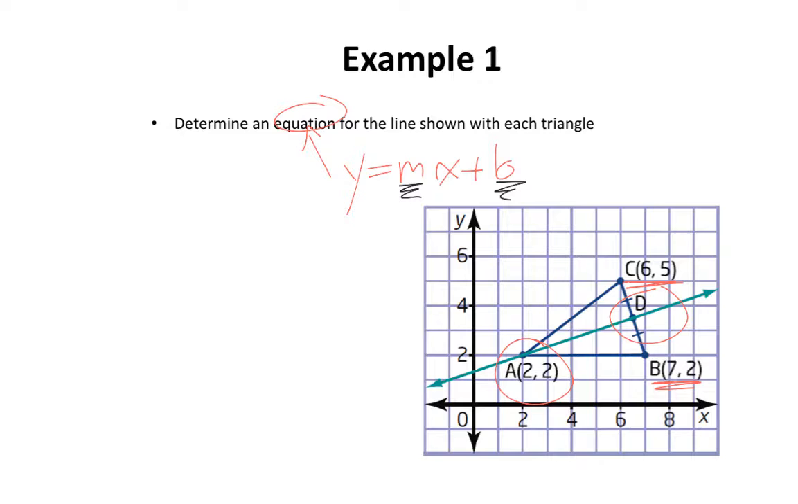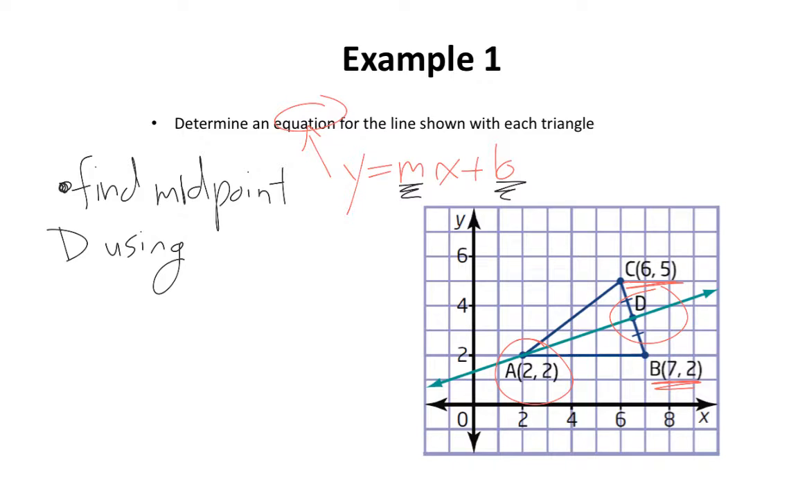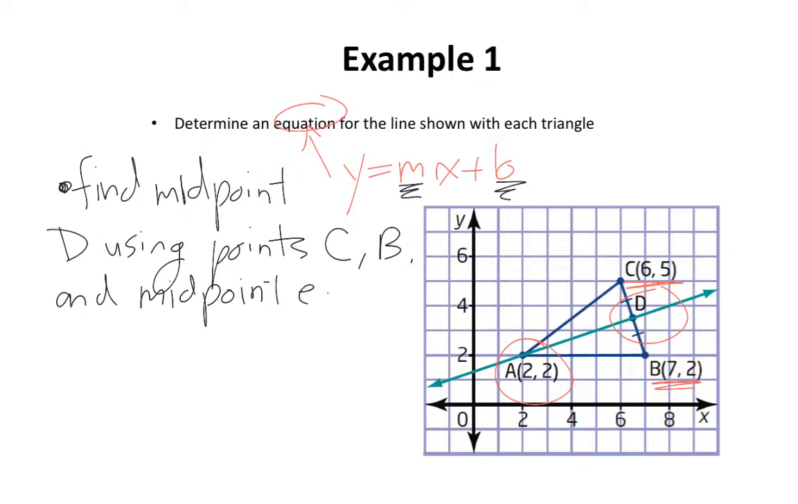I'm going to write the general strategy for these questions. So the very first step is to find the midpoint D using points C, B, and the midpoint equation. I'm just going to use EQN for equation. As I mentioned earlier, the next step would be to find the slope using these 2 points.